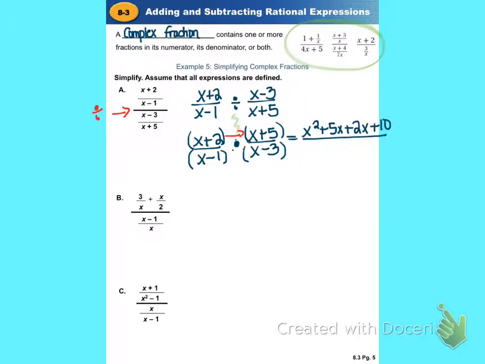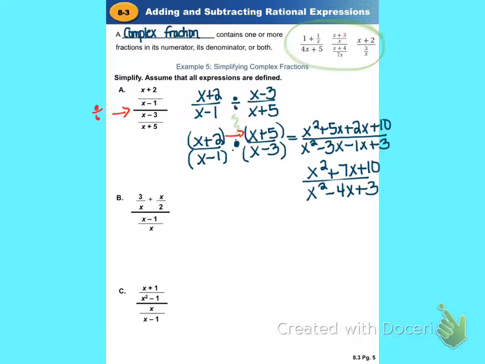The denominator: x times x is x squared. Outside, 2 minus 3 times x is negative 3x. Inside, 2 minus 1x. And last, 2, positive 3. Put our like terms together. We have x squared plus 7x plus 10 on the top, and then x squared minus 4x plus 3.